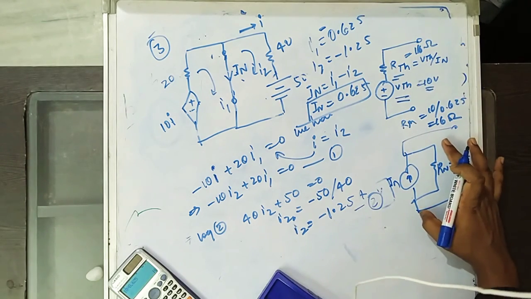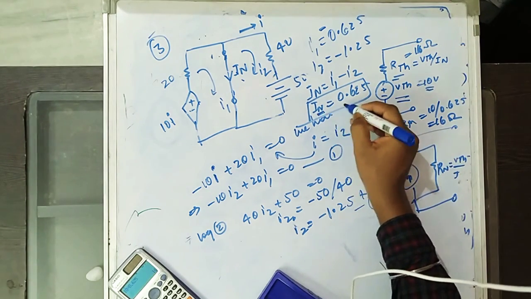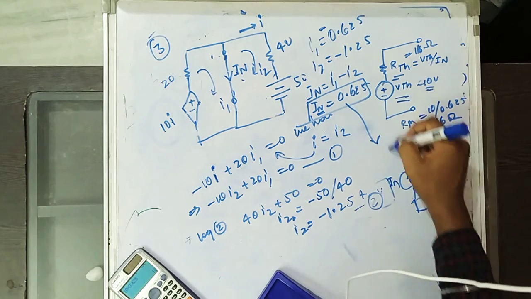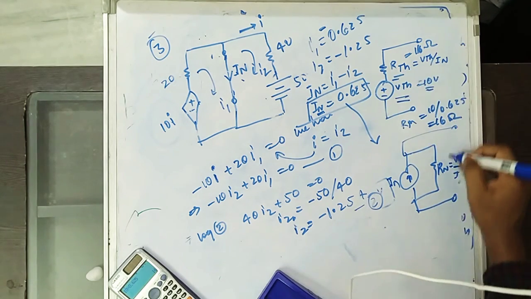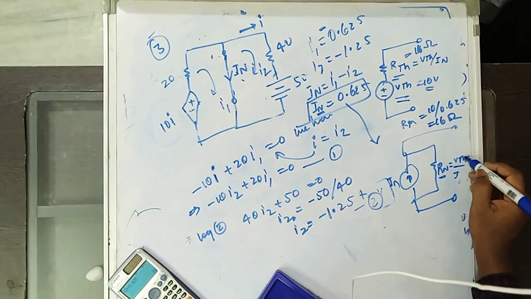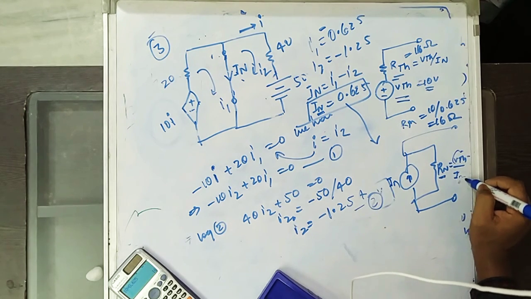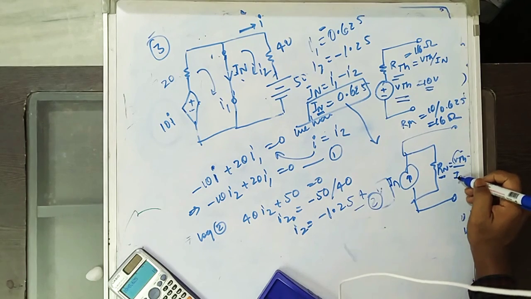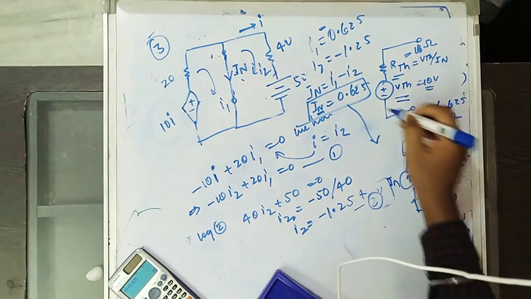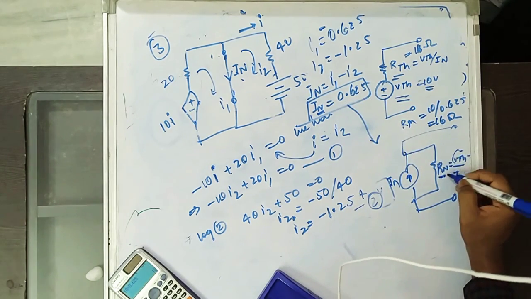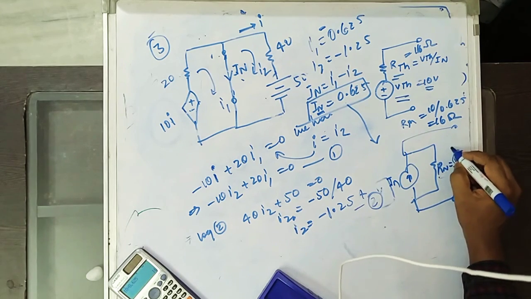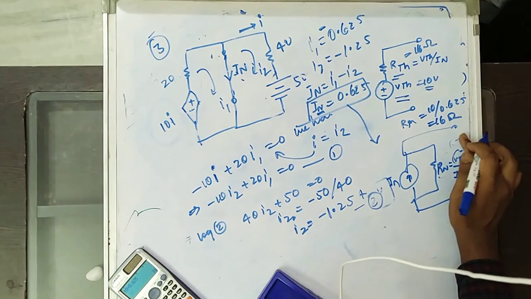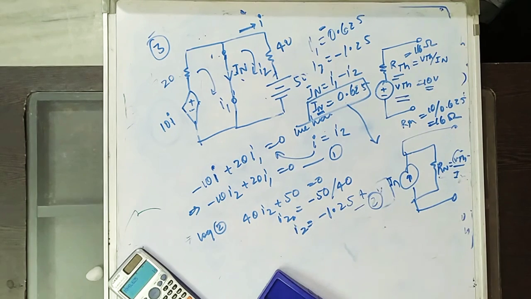Similarly, for the Norton equivalent circuit, you find IN before you place it. After finding R Thevenin as V Thevenin by IN, you will initially find V Thevenin. The V Thevenin value is 10 volts and the IN value is 0.625. Solving V Thevenin by IN, you get RN. So here RN is equal to R Thevenin. This concludes the problem of the second category.